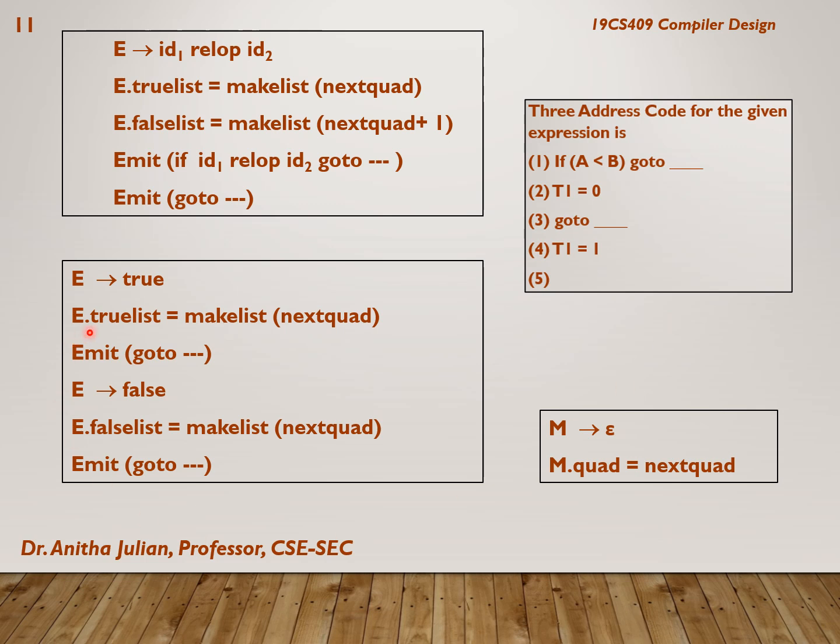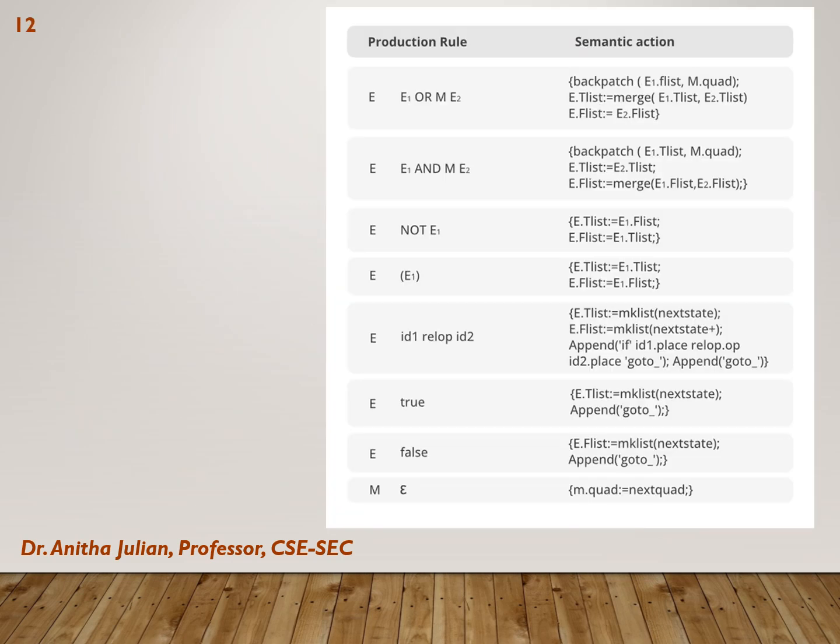These are the statements we already learned to write in the 3 address code. Similarly, if it is true, we have to make the list and go to the condition true. That is why we say make list of next quad, and then we emit this go to. This go to that we are writing now is expressed like this. And we know very well that this is a null production, so M quad means the next number.